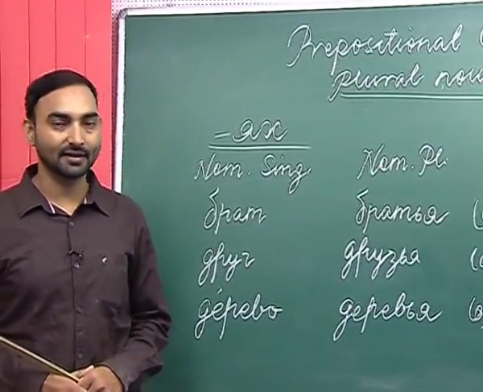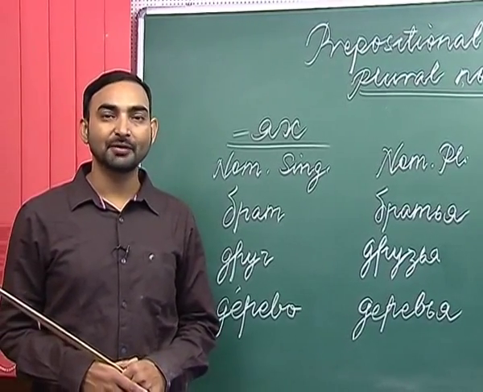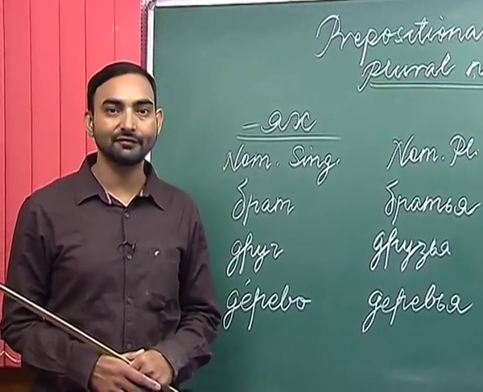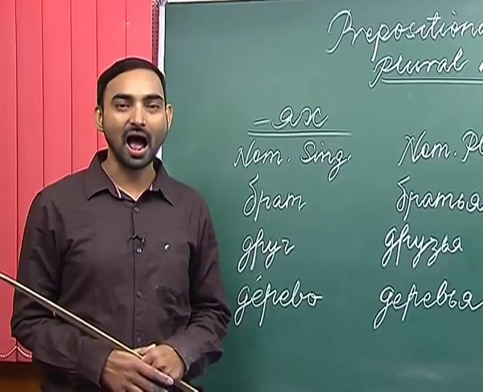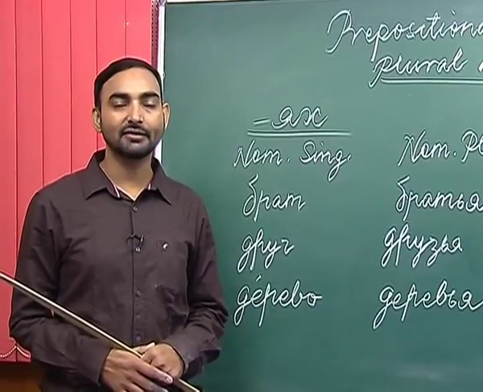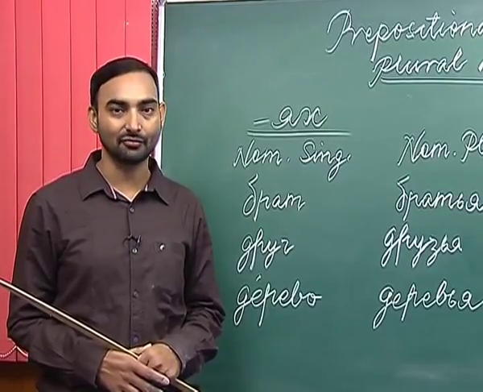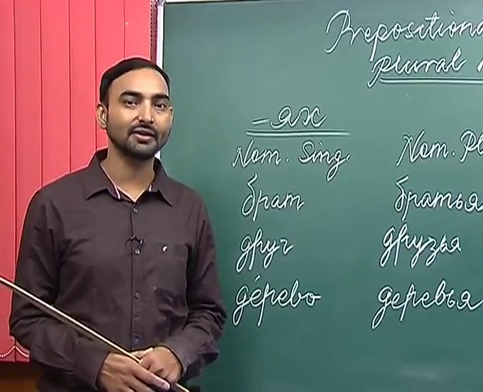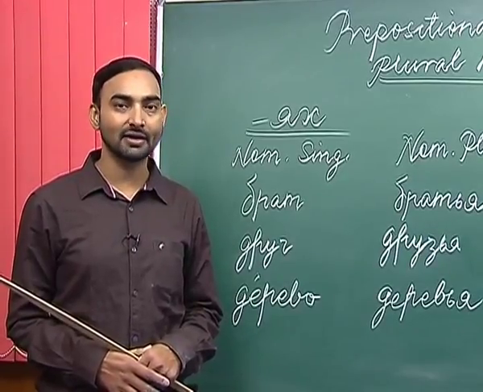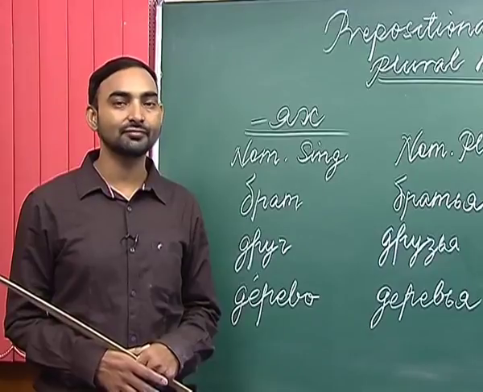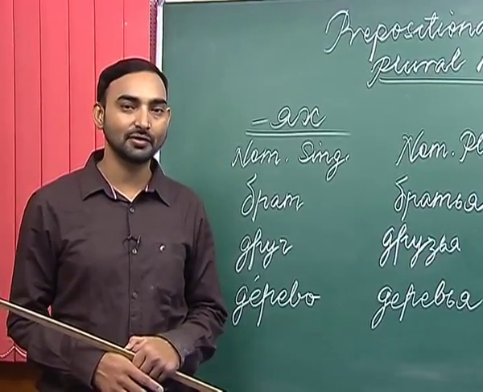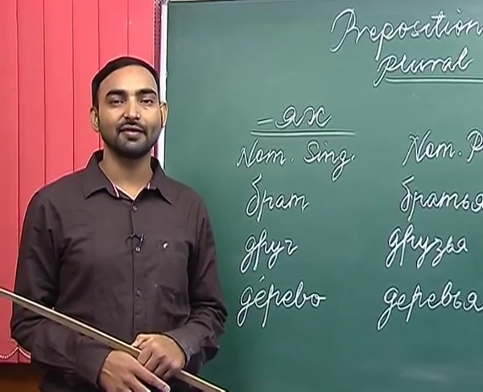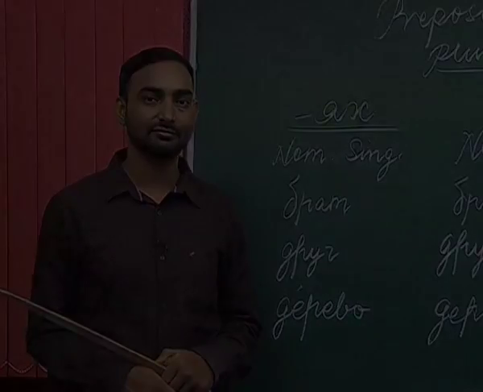So, as we have discussed, prepositional plural is formed with the suffixes ach or yach. Ach is added when the noun is a hard ending noun, and yach is added when the noun is a soft ending noun. In addition to them, there are certain nouns which have irregular nominative plural. With those nouns we add yach.